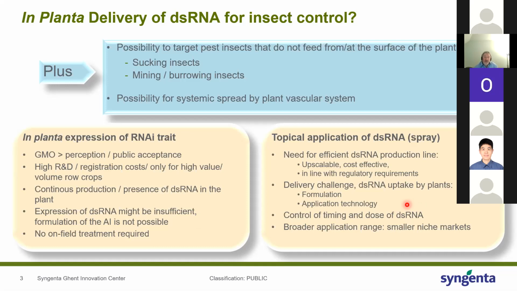You can use different application technologies: spray, seed treatment, root drench, what you name it. And also, compared to a GMO trait, you have better control of timing and dose of application of double-stranded RNA. And also we think that this kind of technology has a broader application range and you can use it on smaller niche markets.